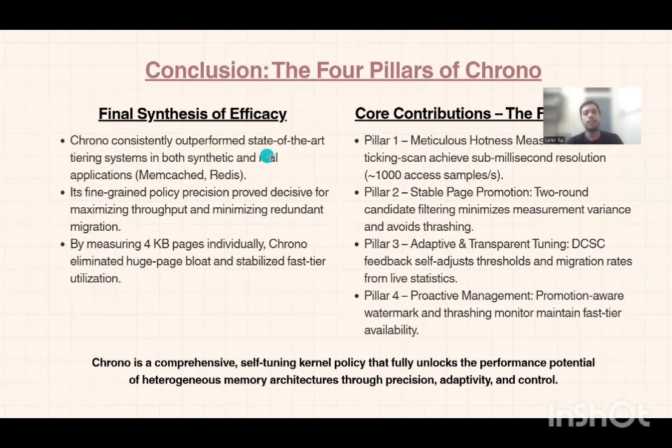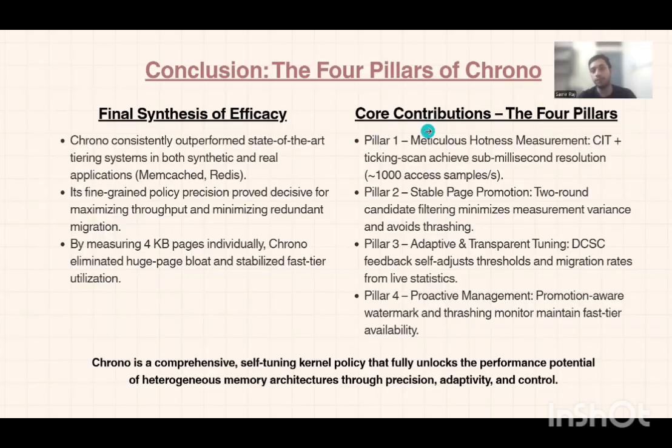Chrono consistently outperforms state of the art in both synthetic and real life applications. Chrono is very fine grained compared to any other methods we have discovered. By using the 4 KB page granularity, it also avoids the page bloating problem. The reason why Chrono has a better throughput is its four pillars.